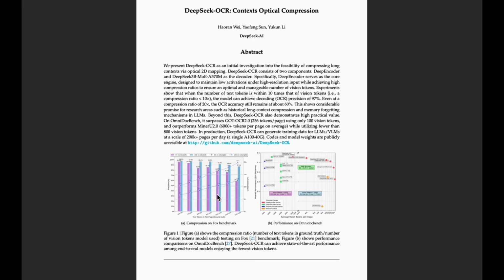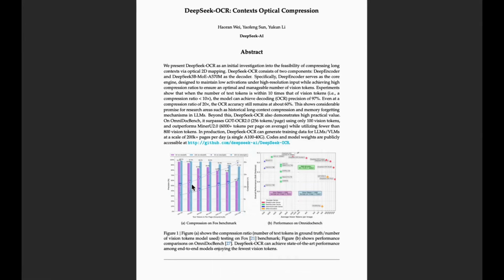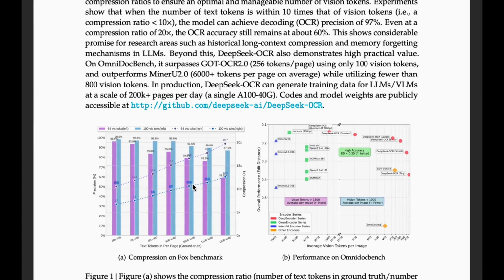If you look at this, they have tested this on documents with different amounts of text. At 10x compression, they are getting 97% accuracy. And at 20x compression, they are still having 60% accuracy, which is really good to think about. I can zoom in. Now you can see here, right? This is really good.